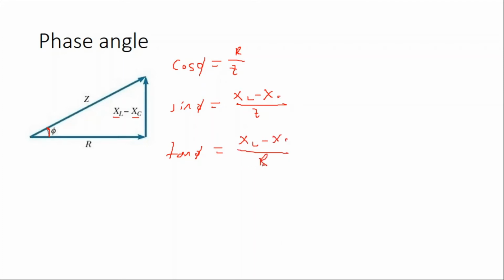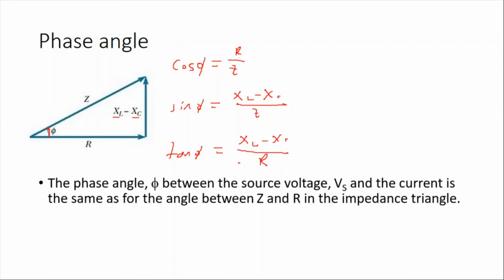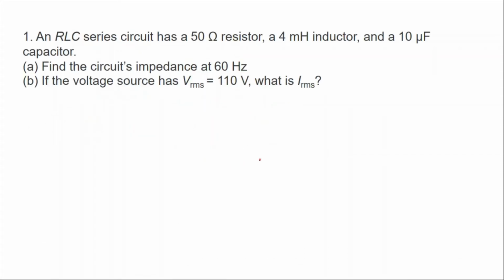Okay, let's continue with solving problems. An RLC series circuit has a 50 ohm resistor, 4 millihenry inductor, and 10 microfarad capacitor. Find the circuit's impedance at 60 Hertz.